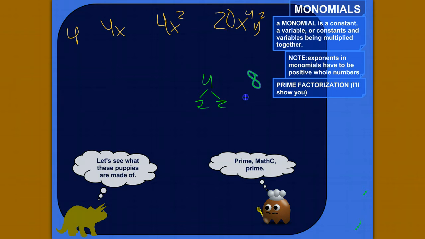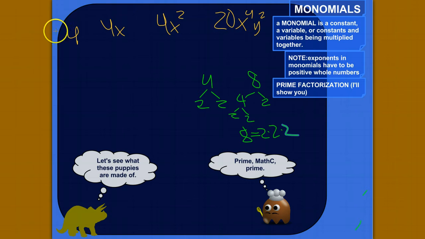Maybe if you were to factor 8, 4 times 2 is 8. 2 is prime, so that's as far as that goes. But 4 is not prime, so you can break that up. So you could rewrite 8 as the factors 2 and 2 and 2, like that. And I want to do the same thing with these monomials.